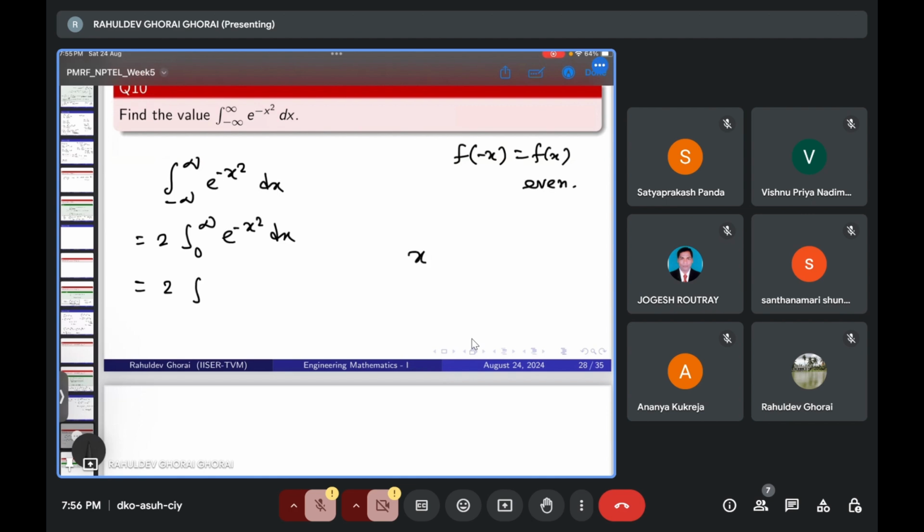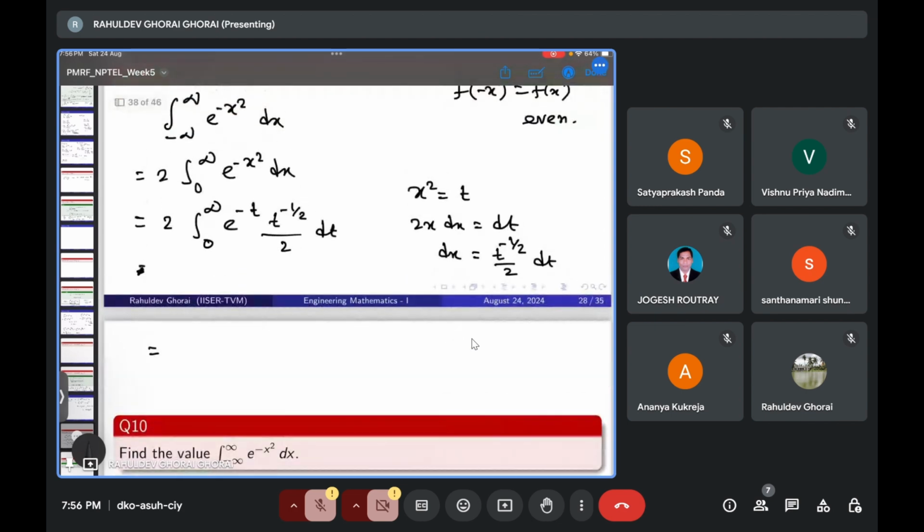So first of all, take x square equal to t. Then what will happen? 2x dx will be dt. I mean dx will be t to the power minus half over 2 dt, right? So when x equal to 0, then t equal to 0, and the limit 0 to infinity will remain as 0 to infinity. But here it will change to minus t, times dx will be t to the power minus half over 2 dt, right? So this 2 and the other 2 will get cancelled. So we will write the integral from 0 to infinity of e to the power minus t.